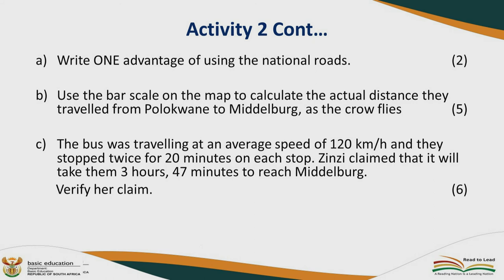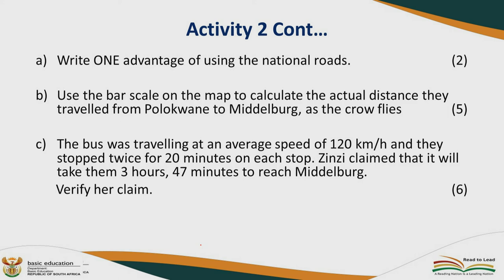Zinzi claimed that it will take them 3 hours, 47 minutes to reach Middelburg. Verify her claim. This person is claiming that when they are traveling, it's going to take them 3 hours and 47 minutes. So your job here is to prove whether her claim is valid or not. You are going to prove that by calculating the time that it actually took them to travel from that place to the other at the speed of 120 kilometers per hour. This is where you are going to need your formula, your time, distance, and speed.